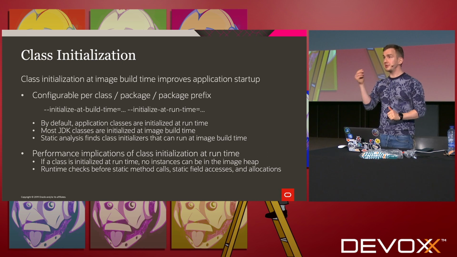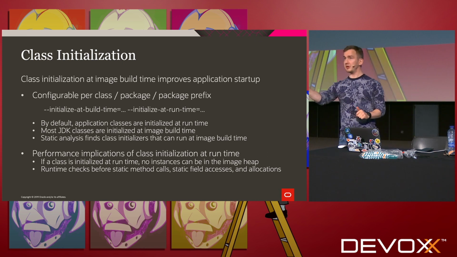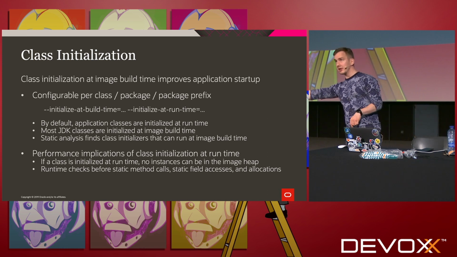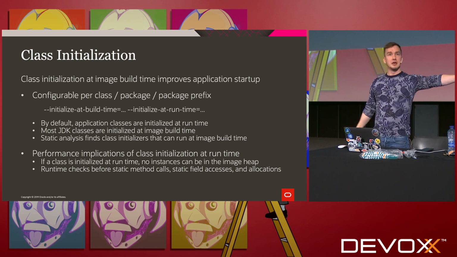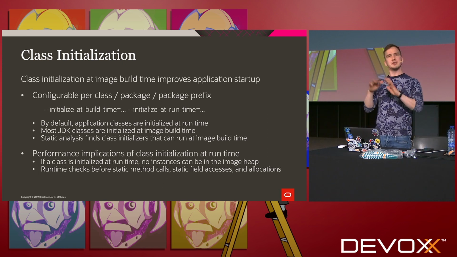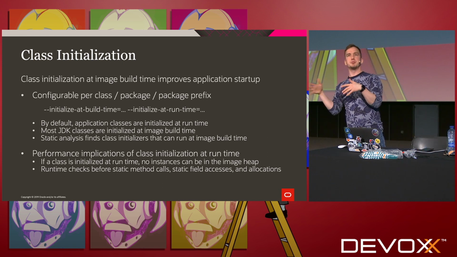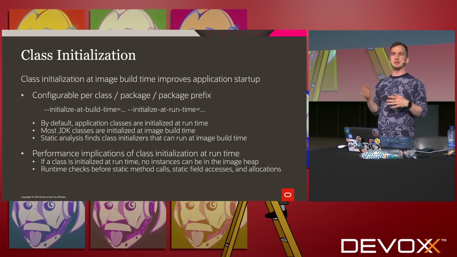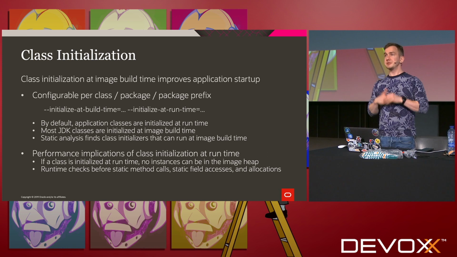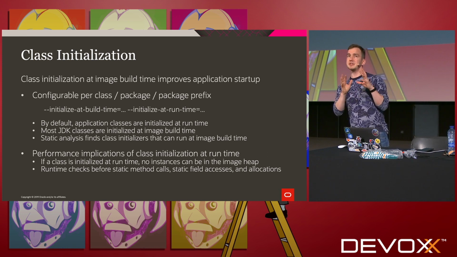What you can do as an optimization is say, I know what I'm doing, and I would like my class and my application and my framework to be initialized at build time. That will help with startup. It's not such a big cost for the runtime to initialize those at runtime, but it's still an optimization, and you can do that.